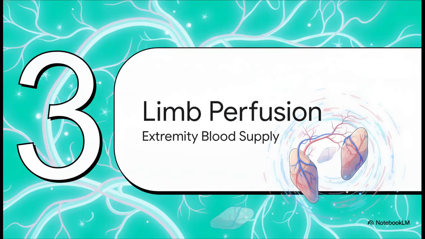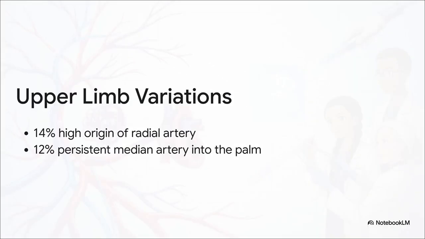All right, Section 3, perfusion of the limbs. As the vascular supply carefully navigates into the rapidly growing limb buds, it encounters a development process fraught with unique variations. In the upper limbs, the brachial artery descends from the axial artery, but the branches in the forearm are incredibly dynamic during development.